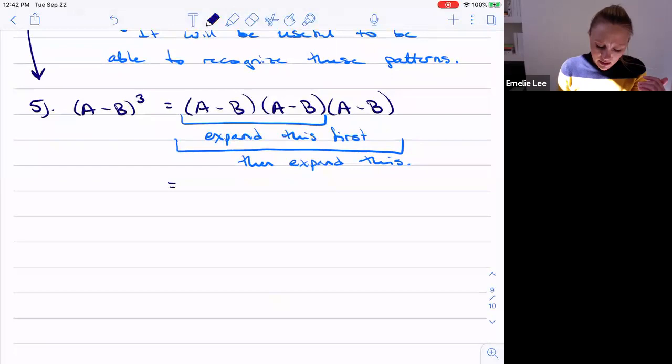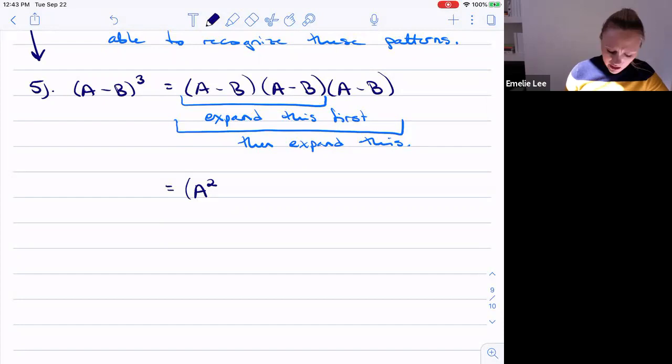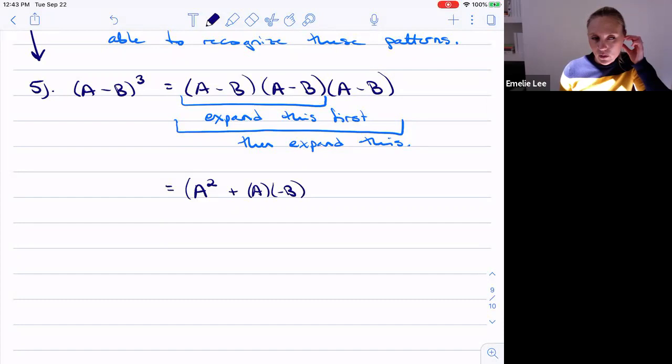So what it's going to look like is I've got a times a, so I've got a squared, plus a times negative b, and then plus negative b times a plus negative b times negative b. So what we end up with, I'll bump this down and give me some space, is I get a squared. So we should be kind of comfortable just rewriting it as a squared plus a times negative b, and if you wanted to write it as minus ab, that's totally fine. In fact, I'm going to rewrite, because if you're multiplying, the order doesn't matter, and so negative b times a, I can write as a times negative b and still have the same looking thing. So plus a times negative b.